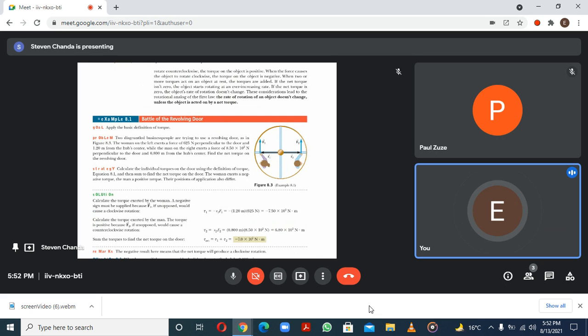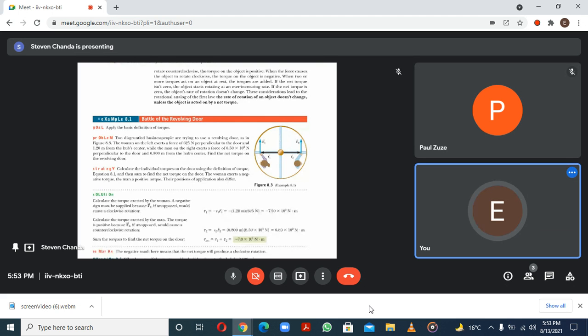So the same thing, if the net torque is not zero, the object is going to start rotating at an ever increasing rate. So there's that acceleration. The velocity is going to be increasing, and as the velocity is increasing, the angular acceleration is there. Then if the net torque is zero, the object's rate of rotation doesn't change because there is no angular acceleration. These considerations lead to the rotational analog of the first law.